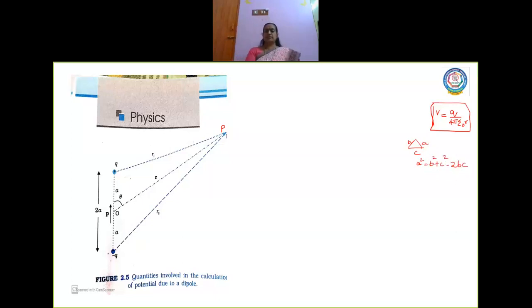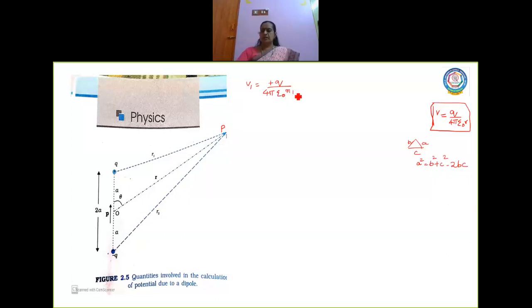So this is the cosine formula. Now I am going to use this formula to find out the potential at P due to the charge plus Q. To start with, the potential at P due to charge Q1 is taken as V1. So V1 equals plus Q by 4 pi epsilon naught. Now what is the distance? The distance is taken as R1.